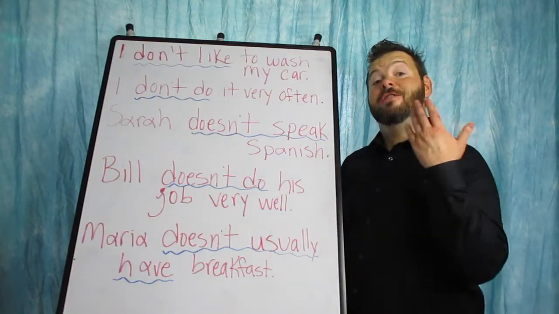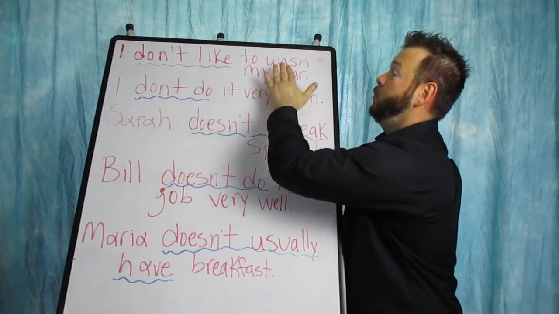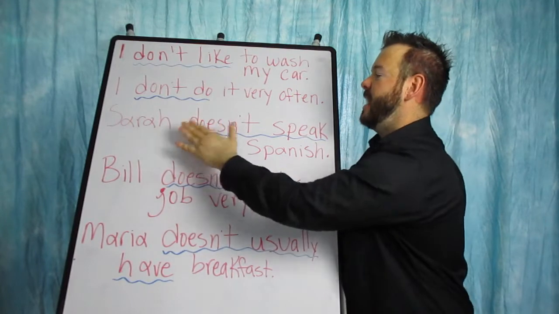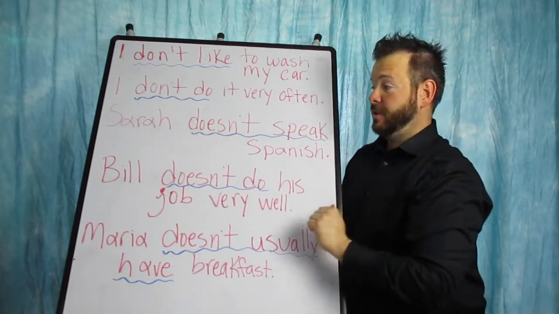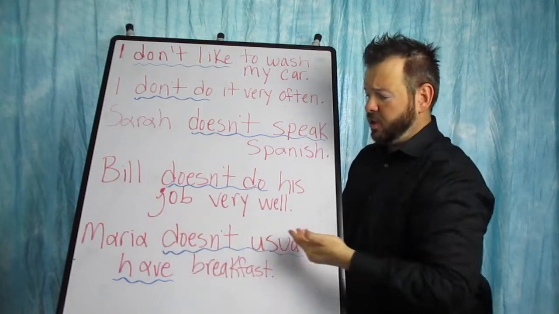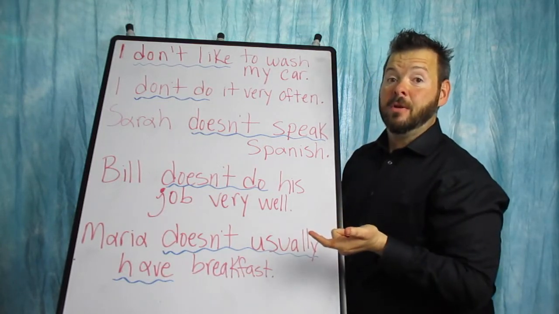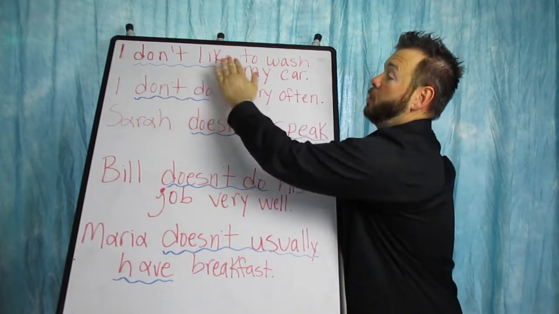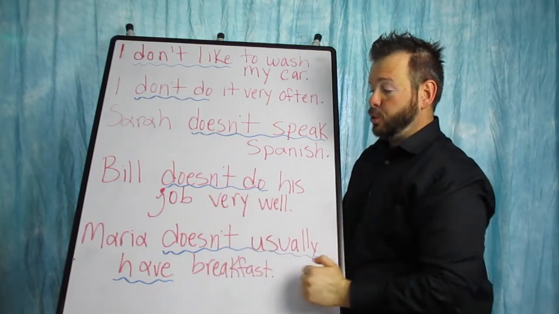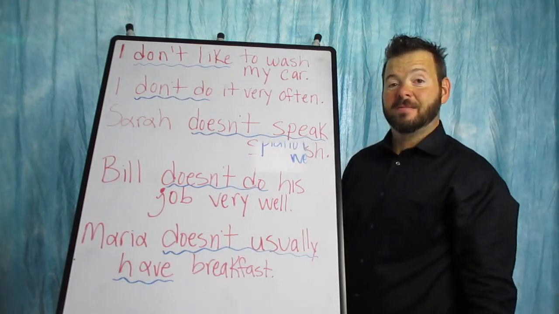All right, here are even more sentences. I'll read them to you. I don't like to wash my car. I don't do it very often. Sarah doesn't speak Spanish. Bill doesn't do his job very well. Maria doesn't usually have breakfast. Here, I've underlined the negative simple present plus the verb. So, don't like, don't do, doesn't speak, doesn't do, doesn't usually have. Pause the video, write everything down, and read it to yourself.